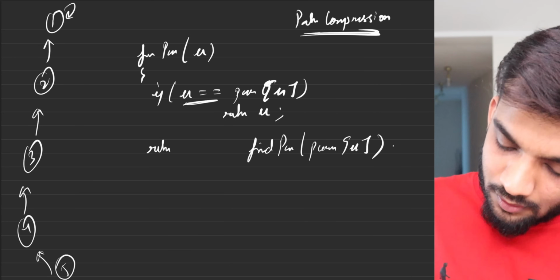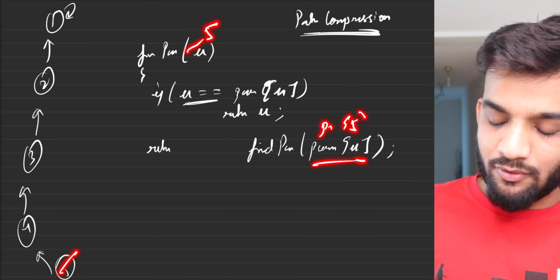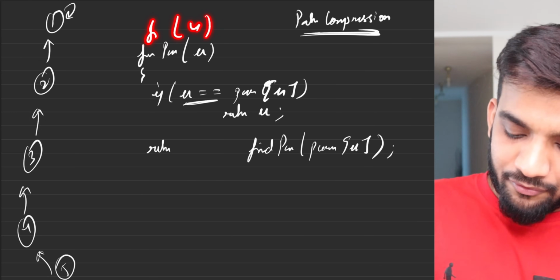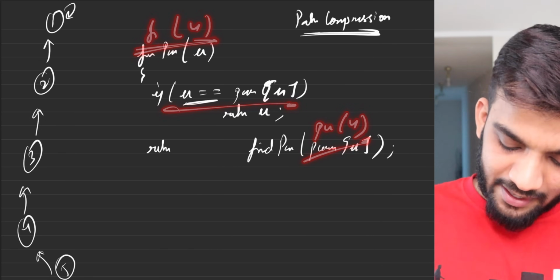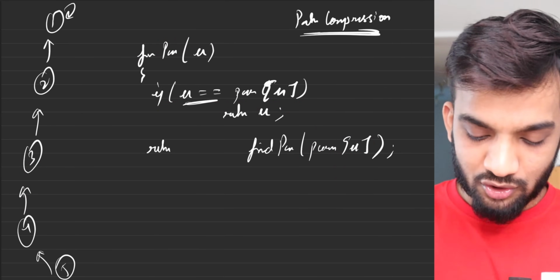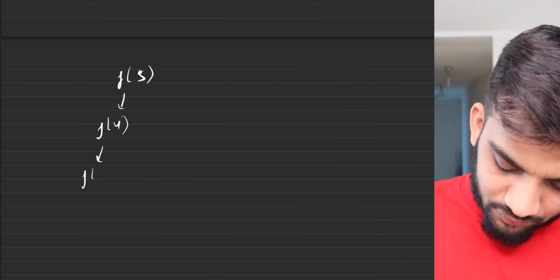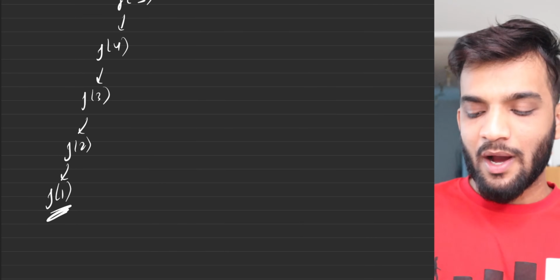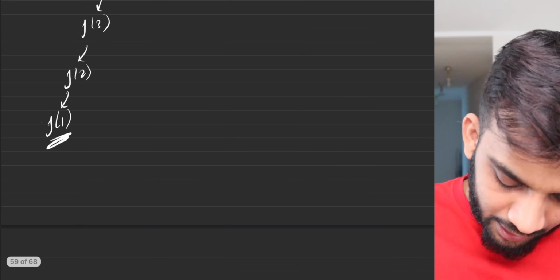What does this mean? Imagine I give you 5. It will go and say parent of 5. What's parent of 5? 4. It will go and say find parent of 4. Who's parent of 4? 3. So it will go on. The recursion will be something like this: function of 5 calls function of 4, calls function of 3, calls function of 2, calls function of 1. At 1, the base case is executed, and when it is executed, it returns 1.